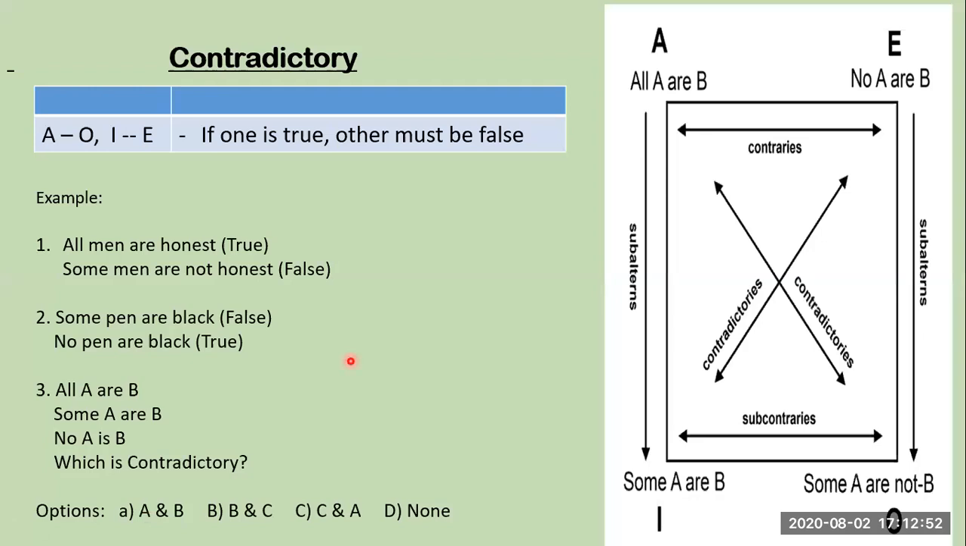So this is a chart related to the square of opposition. The square of opposition has four types: one is contradictory, second is contrary, third is subalternation, and fourth is subcontraries.